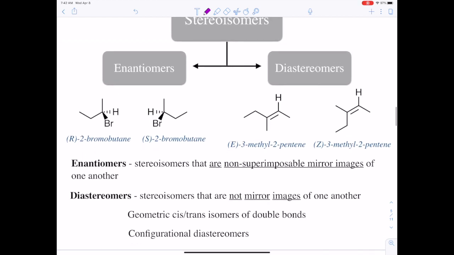Enantiomers are stereoisomers. They're not the same because the atoms are arranged spatially in different ways. And two enantiomers would actually be mirror images of one another despite being different. They're different, they're stereoisomers, but they are also mirror images of one another. So we say they're non-superimposable mirror images.